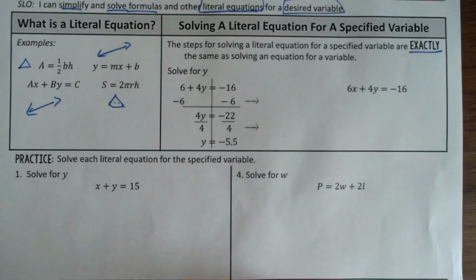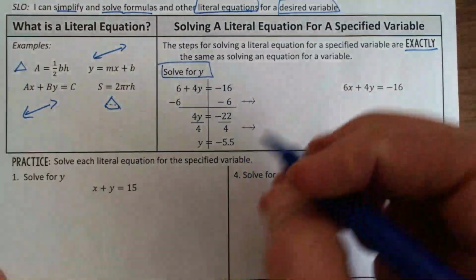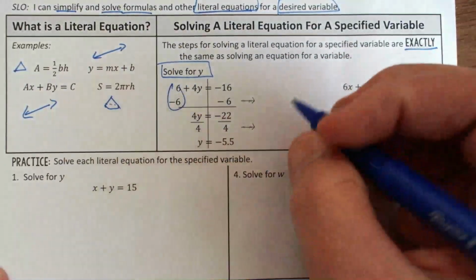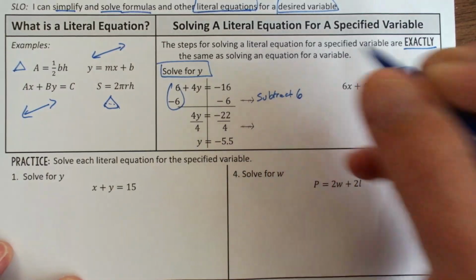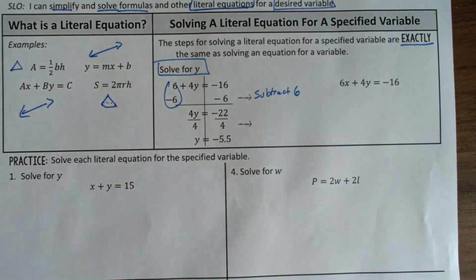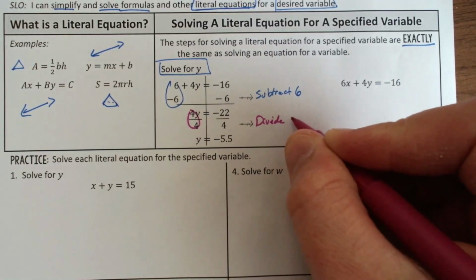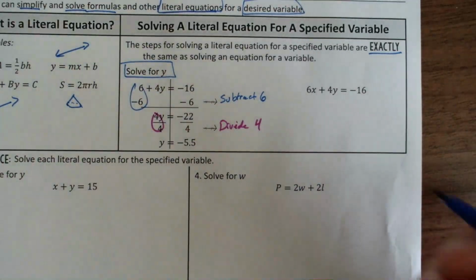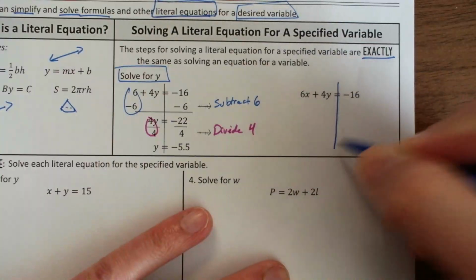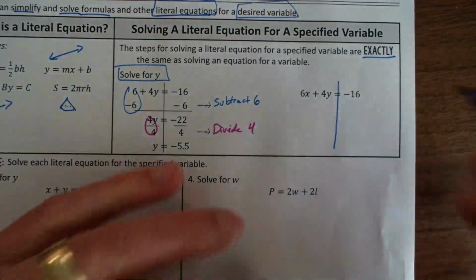So to solve for y, we subtracted by 6, and then divided by 4. We're going to do the exact same thing here. The only difference is instead of 6, it's going to be 6x. So again, I'm going to solve for y. So here's y. I'm going to try and get it all by itself.